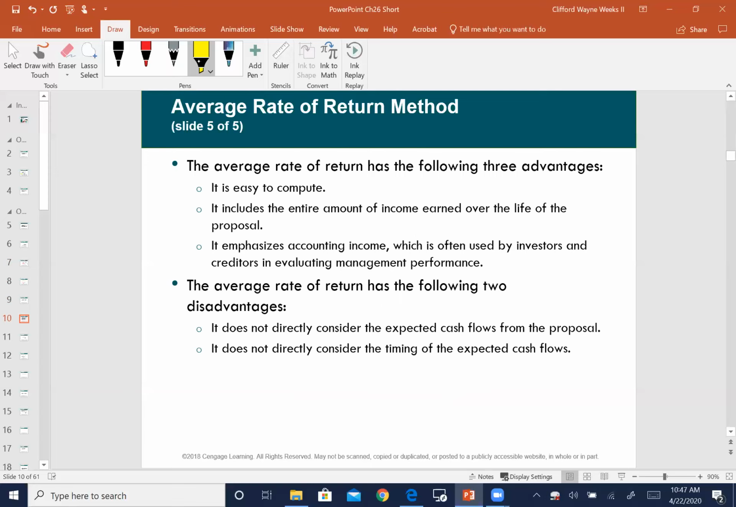The average rate of return has the following 3 advantages. It's easy. I just said that. It includes the entire amount of income earned over the life of the proposal. It emphasizes accounting income, which is often used by investors and creditors in evaluating management performance. However, the weaknesses: it does not directly consider the expected cash flows. It doesn't look at cash flows, it looks at income. And it does not directly consider the timing, the time value of money.